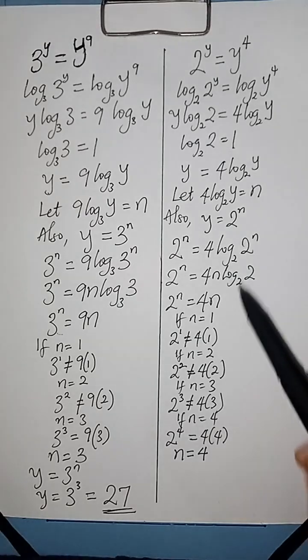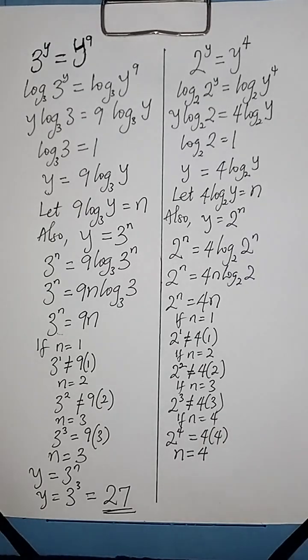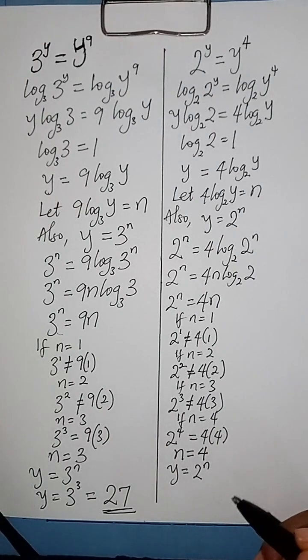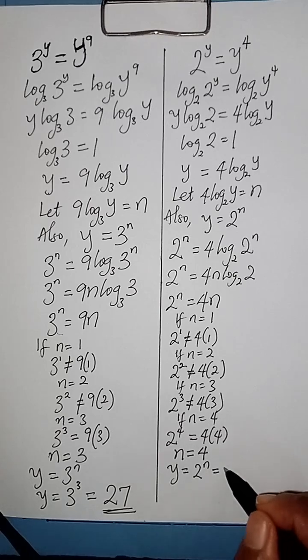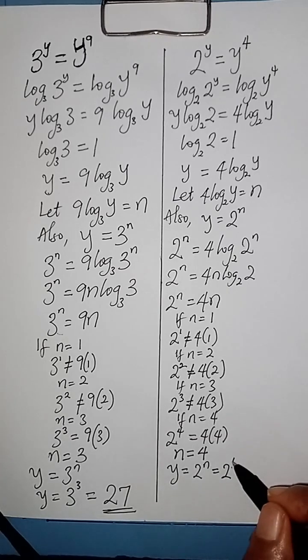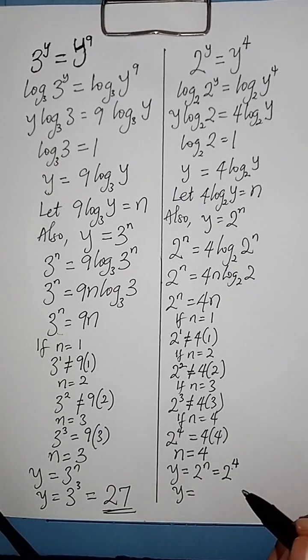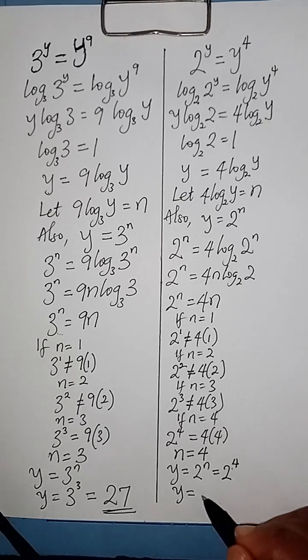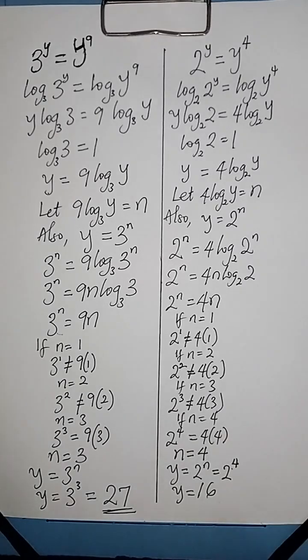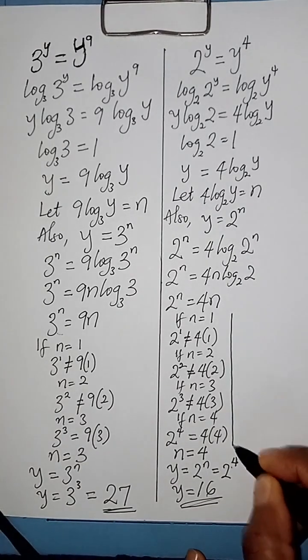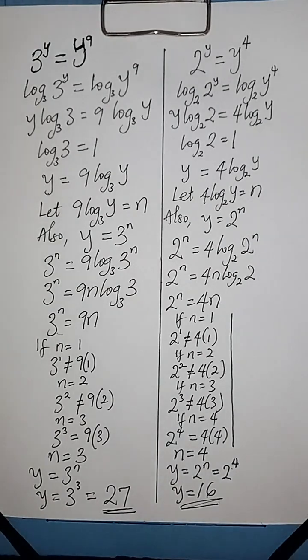So recall we said, let y be equal to 2 raised to power n. So y will be equal to 2 raised to power n, which is 2 raised to power, in place of n, 4. And y gives us 2 raised to power 4, and that's 16, which is what we're looking for. Now, you can check with this, but I'm going to check with this. Let me use the side of the solution sheet.